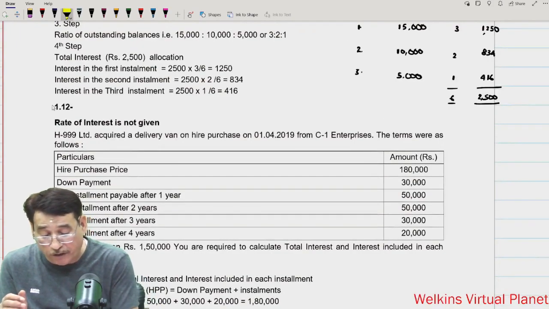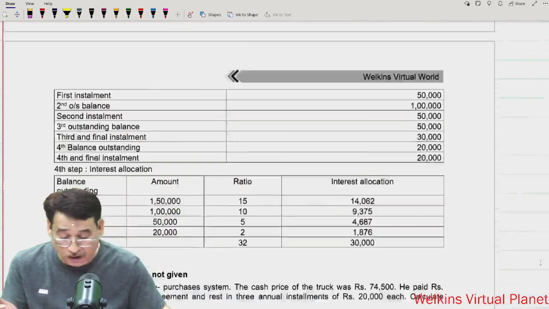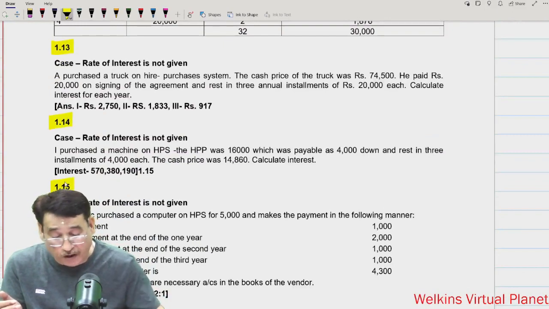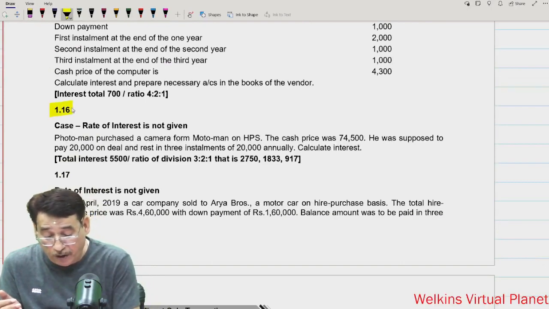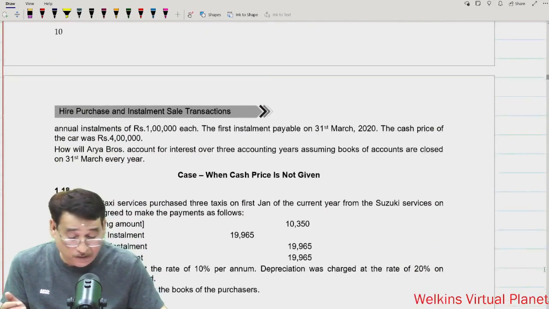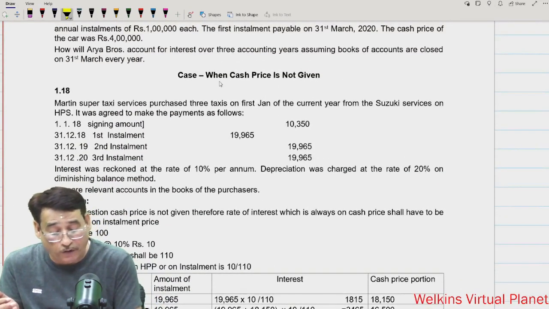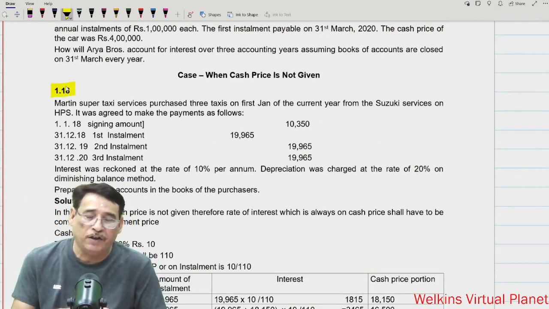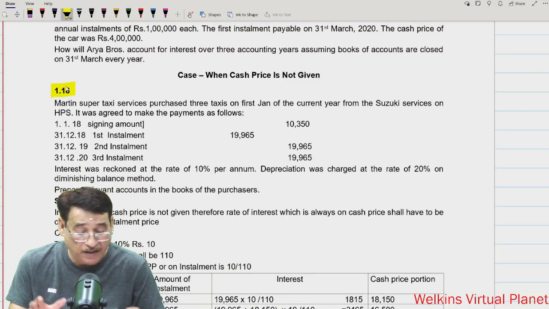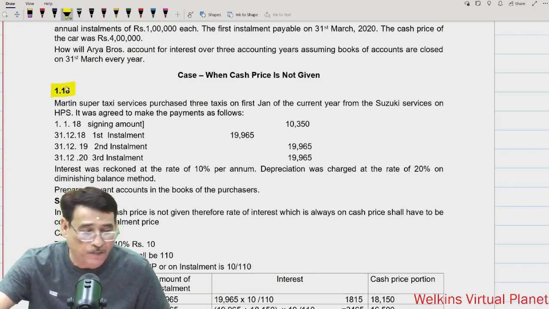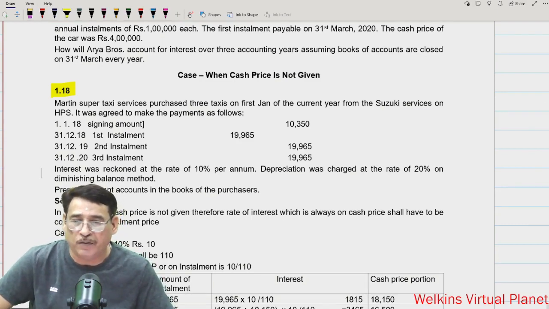You can do 1.12. When rate of interest is not given, we just compute it. Even 1.14, even 1.15, 1.16, 1.17. Correct? And now we will go for when cash price is not given. So when cash price is not given, how interest is computed, that is going to be the theme of this particular session. But before I do that, we will take a 5 minutes break and then we will continue. 5 minutes break, correct?